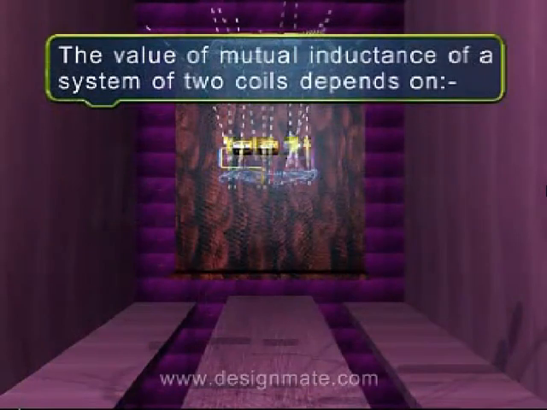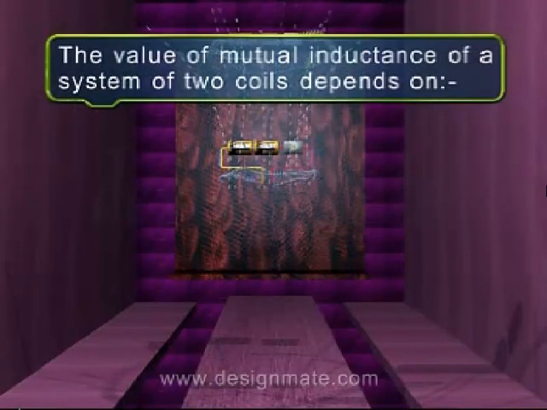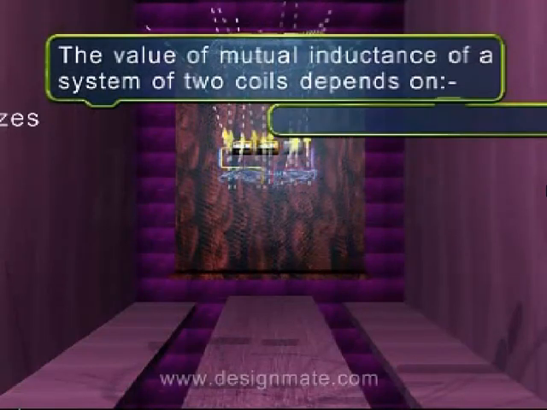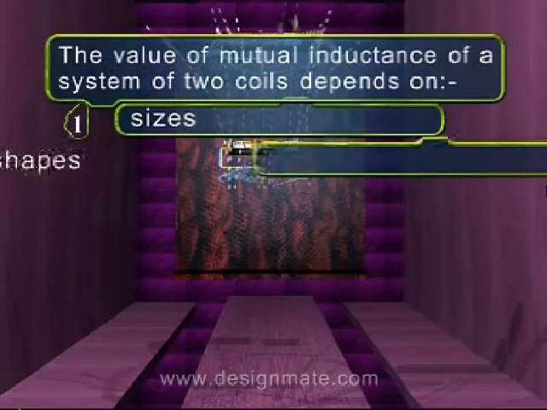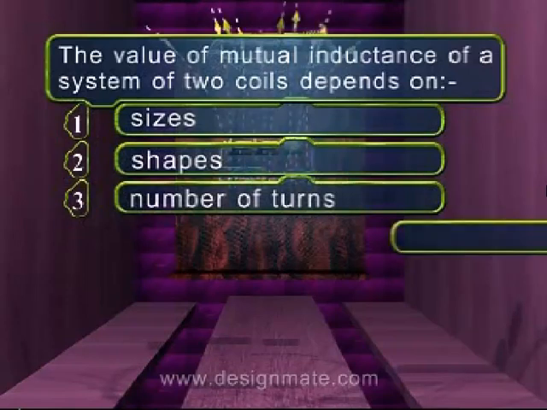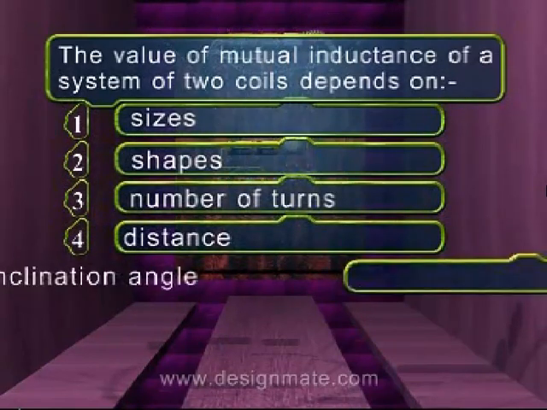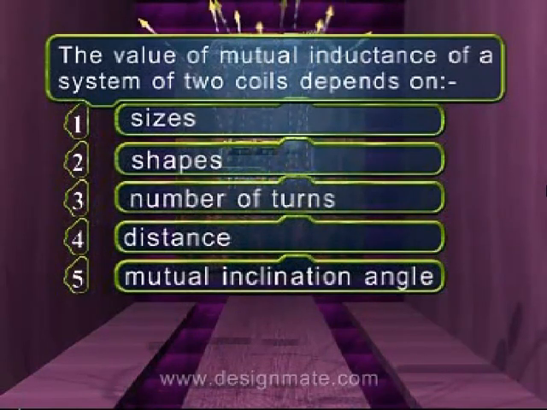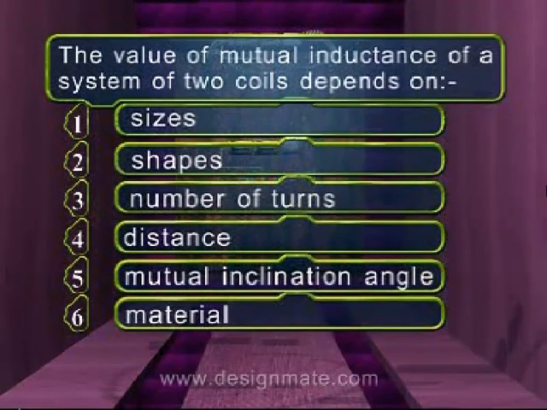The value of mutual inductance of a system of two coils depends upon their sizes, shapes, the number of turns, the distance between them, their mutual inclination angle, and the material on which they are wound.